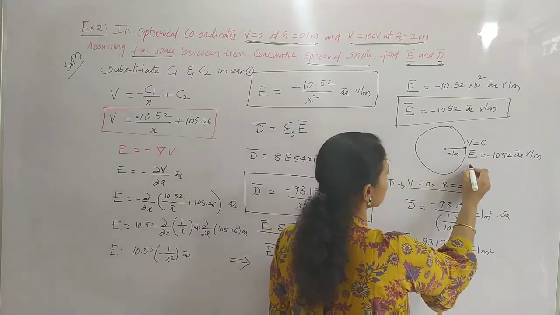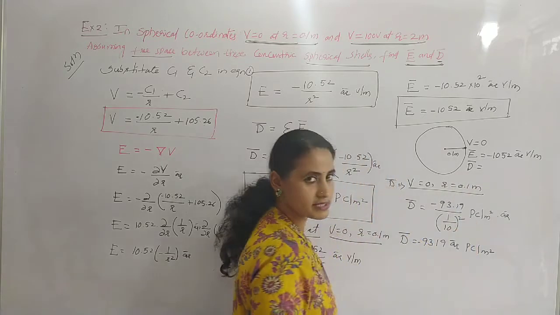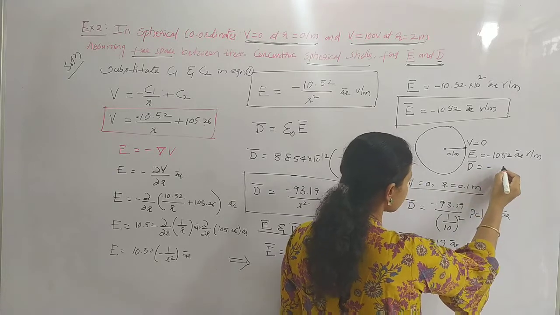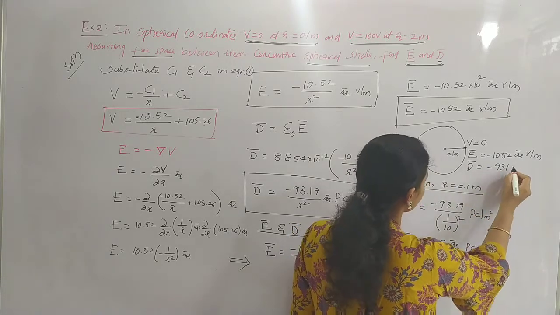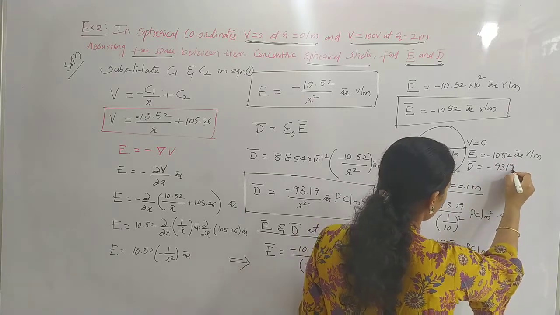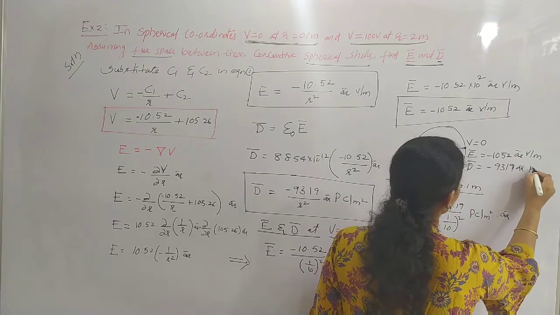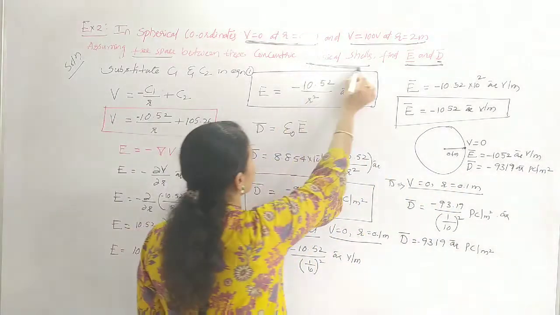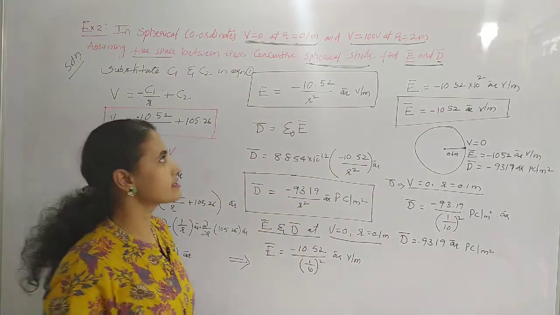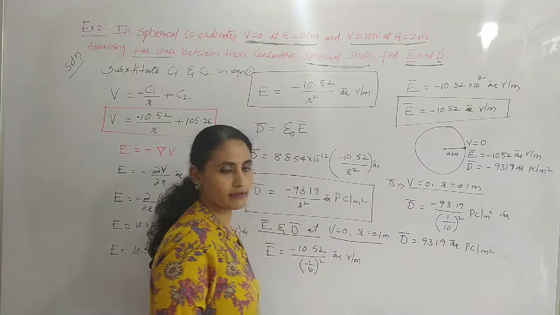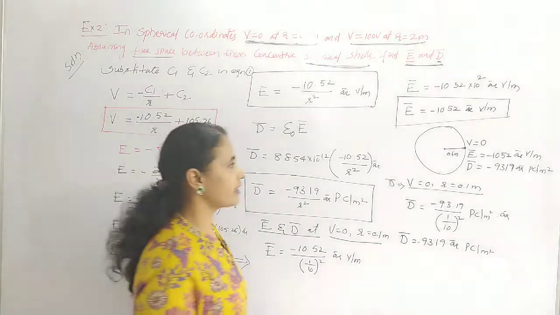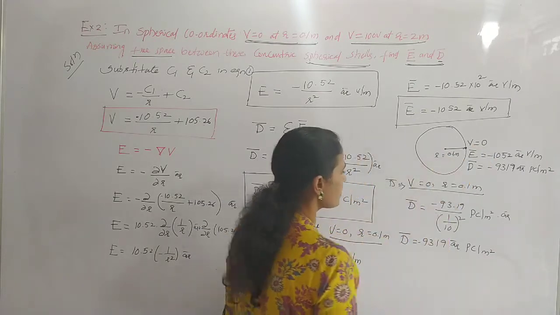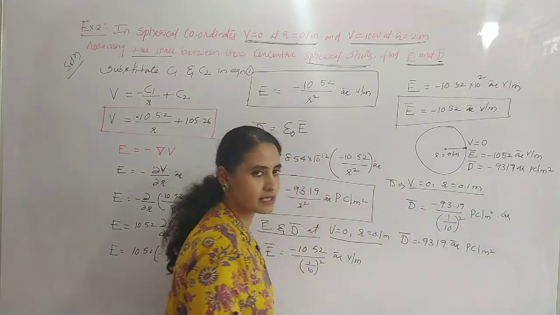So on the first sphere the voltage is 0, and the electric field is this much and the flux density is 9139 AR picocoulomb per meter square. They asked to find E bar and D bar on both spherical shells. On the first spherical shell, where the voltage is 0 and whose radius is 0.1 meters, the electric field is this much and the flux density is this.